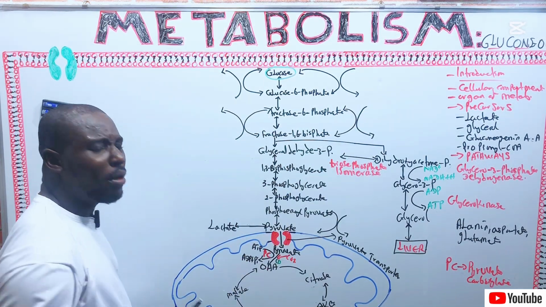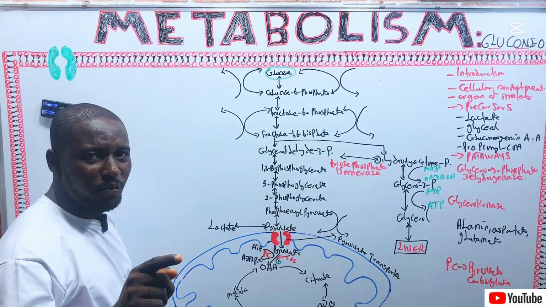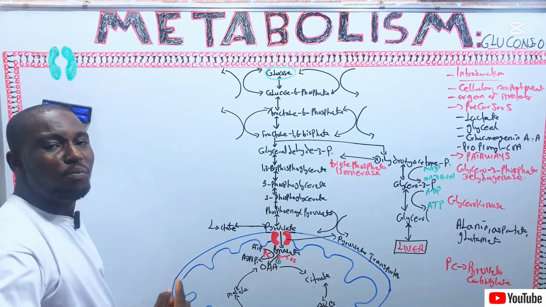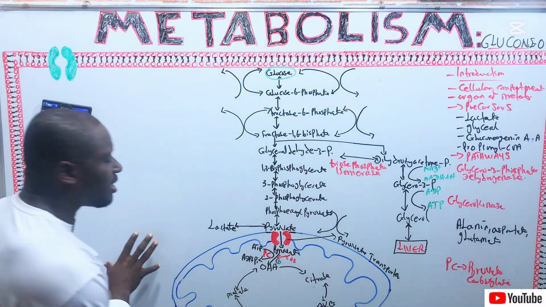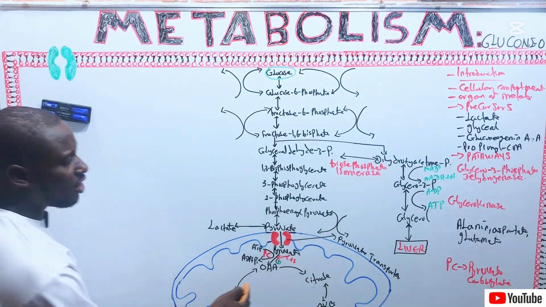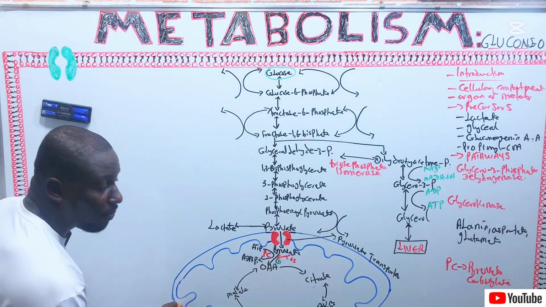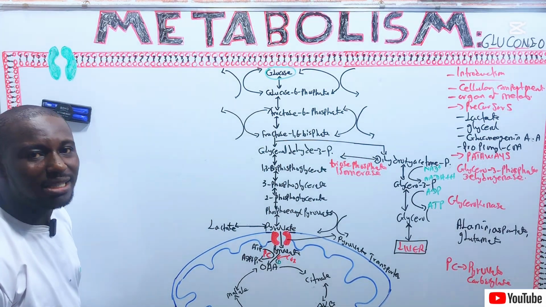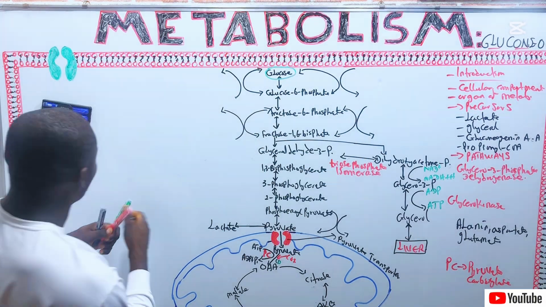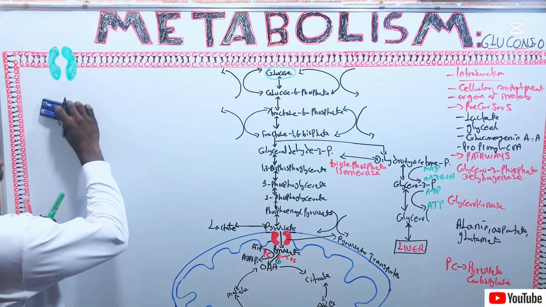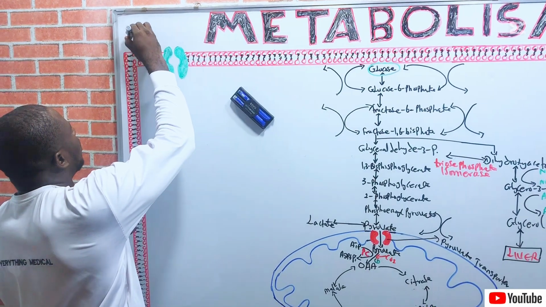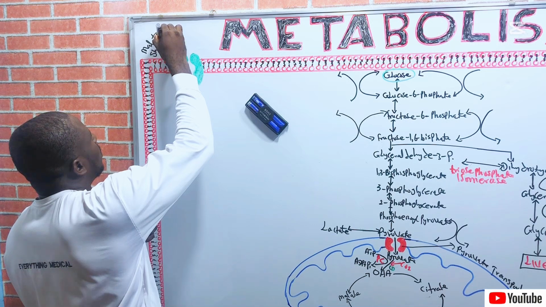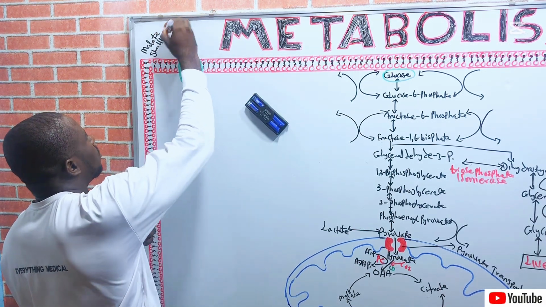gluconeogenesis. But the striking thing is that oxaloacetate is not permeable to the mitochondrial membrane, because step 2 of gluconeogenesis occurs in the cell cytosol. So since oxaloacetate is not permeable to the mitochondrial membrane of the cell, it requires a shuttle, and that shuttle is called the malate-aspartate shuttle, or malate shuttle.